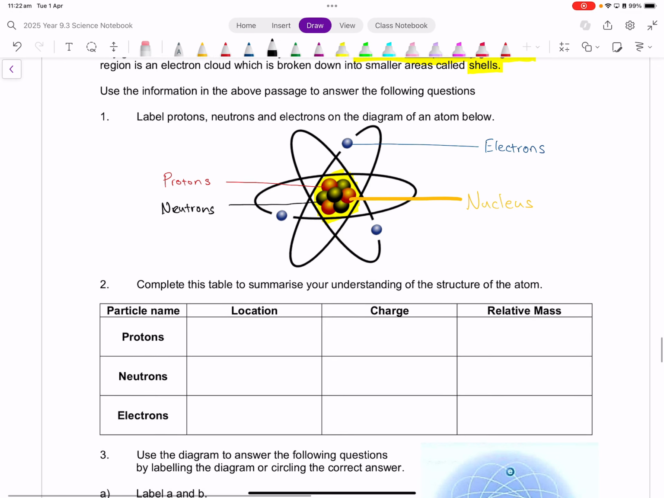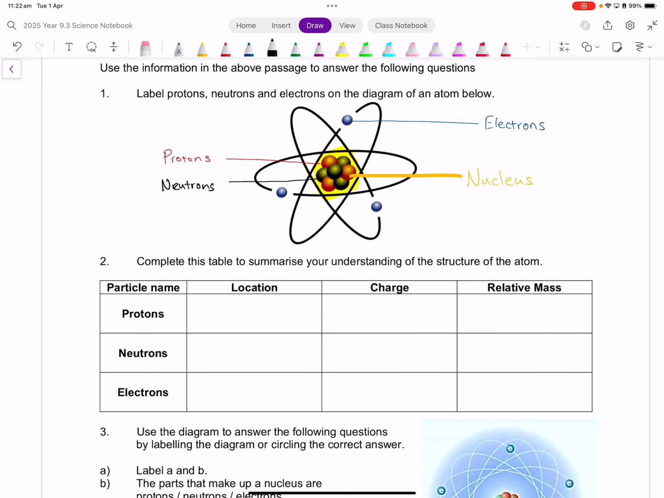We're going to talk a little bit about some of their features. So let's start with the location, okay? Where are protons found? What is the site? Awesome, they are found in the nucleus. What about neutrons? Where are they found? Nucleus. And lastly, the electrons. Good. They are found in a shell which circles or moves around the nucleus.